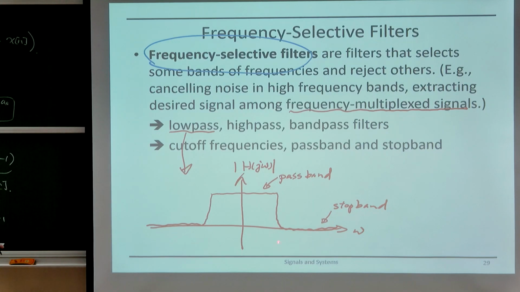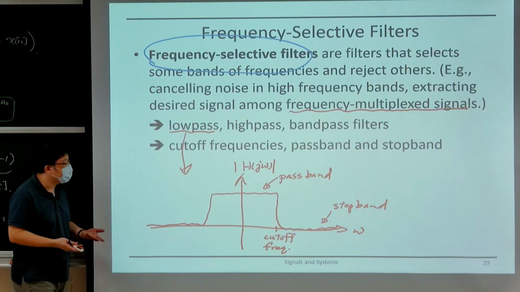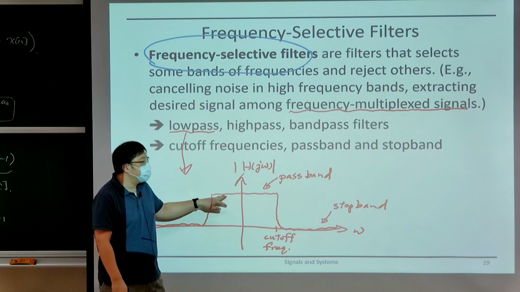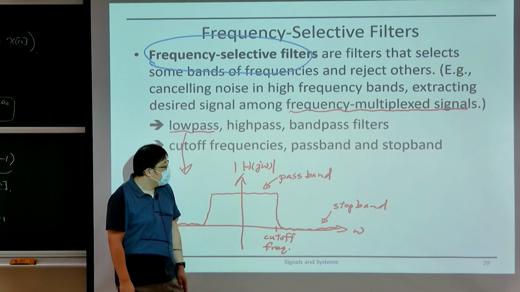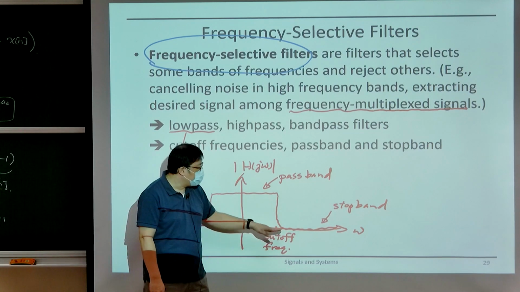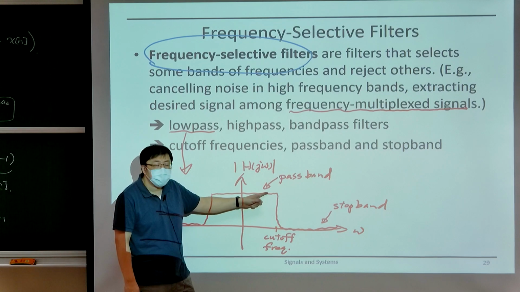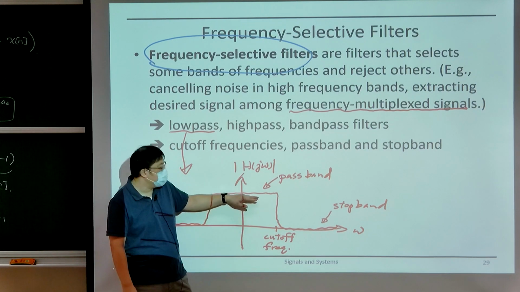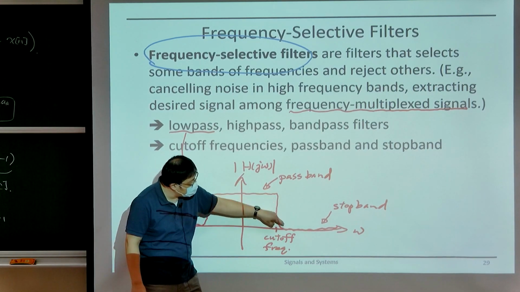And the frequency that sets the boundary between the pass band and stop band is called the cutoff frequency. Now, in practice, when we try to design frequency selective filters, we're often concerned with how effective this filter is in the pass band, meaning how well we maintain the gain over the pass band, or how effective it is in the stop band, meaning how well we are able to suppress signals in the stop band, and also how fast this filter transitions from the pass band to the stop band. Usually you would need some non-zero frequency range in order to go from pass band smoothly to the stop band.